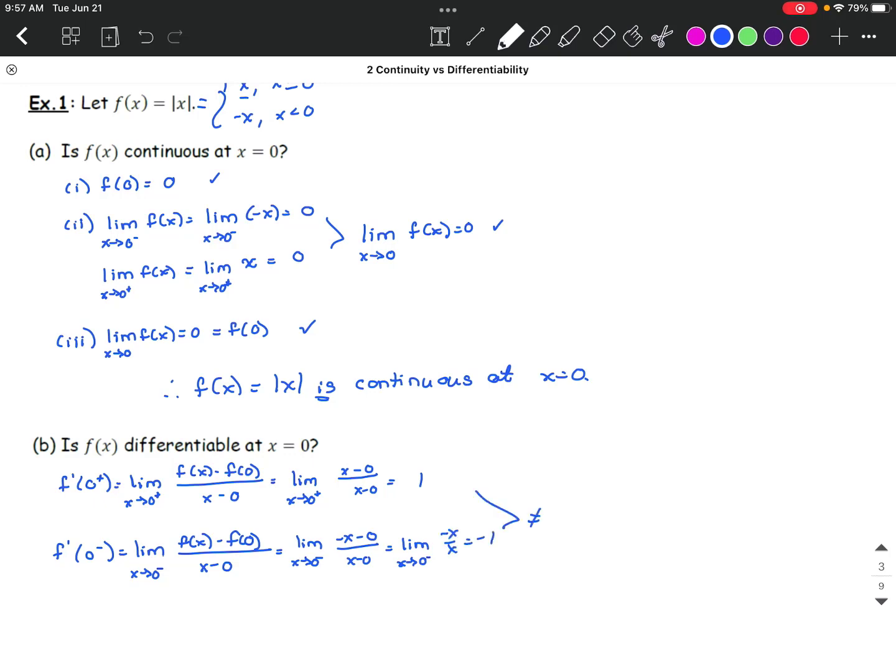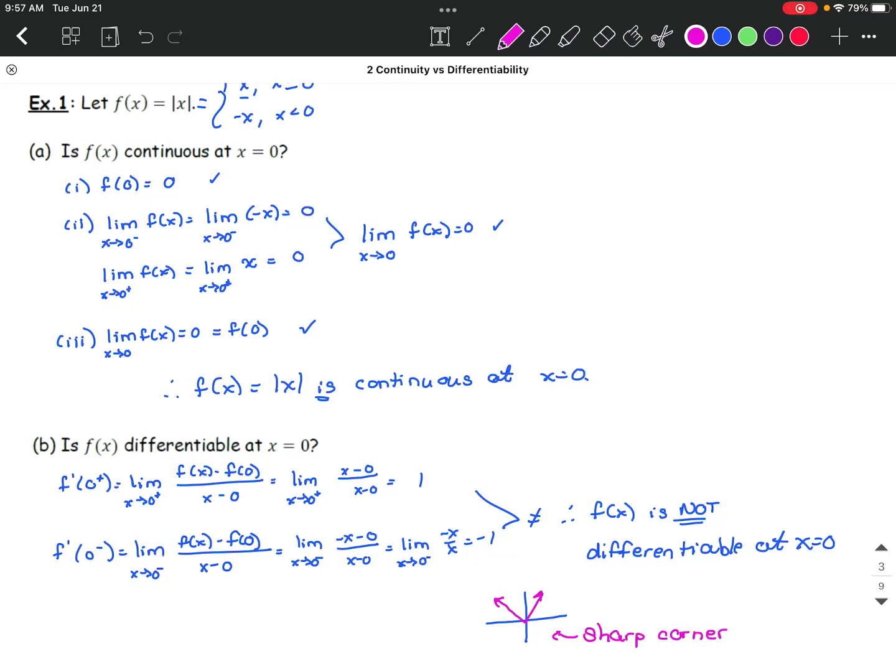These are not equal. Therefore, f of x is not differentiable at x equals 0. Now remember, we were talking about the absolute value function, which is a v. That has a sharp corner.